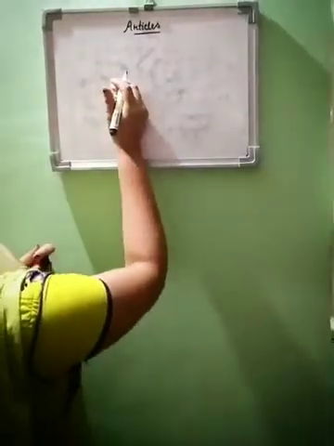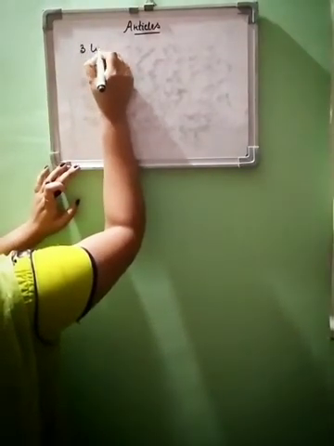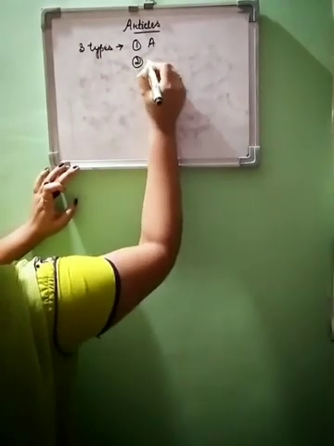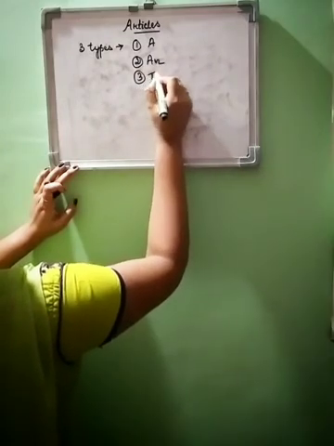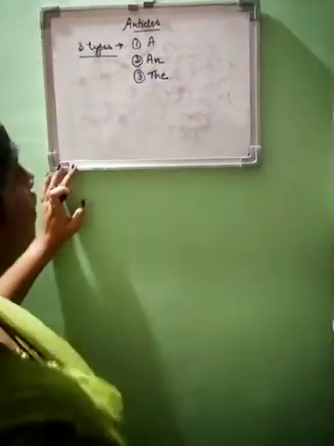So first of all, let's see how many articles are there. This thing we need to know first. If you have already learned about articles in your previous classes, in your previous years, then you might know that there are three kinds of articles. So there are three articles basically: first is a, next is an, and the third one is the. These are the three types of articles.